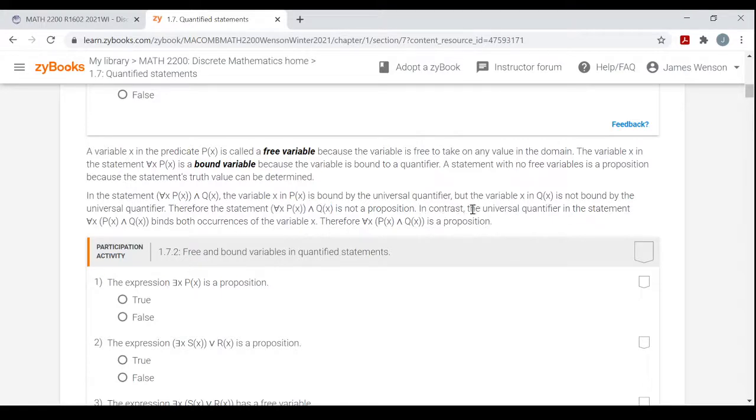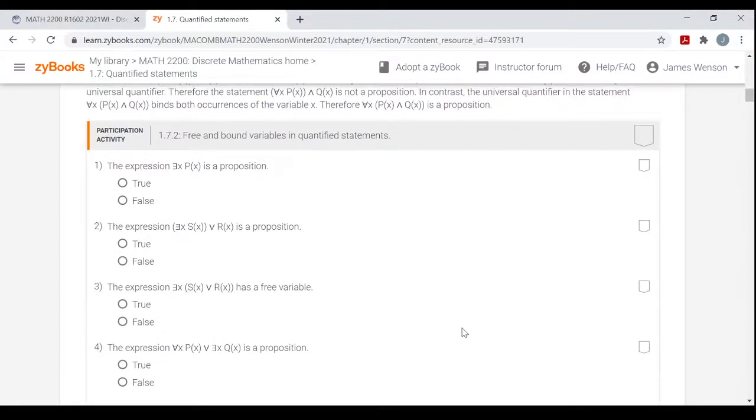Now, in contrast, in the statement here, see how there are parentheses around the p of x and q of x this time? So this entire statement is acted on by this universal quantifier. So both these x's in here, they're both in parentheses. Both these x's on the p of x and q of x are bound to this universal quantifier. So this is a proposition, since all the variables are bound.